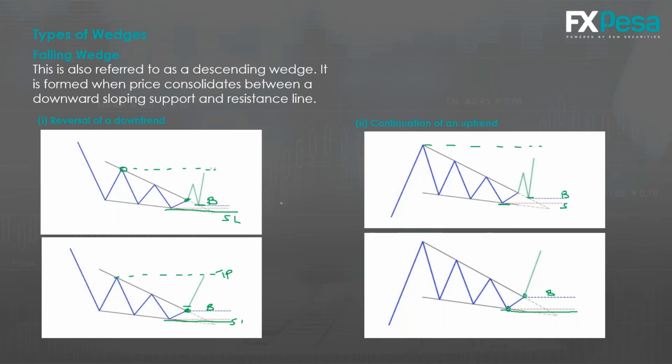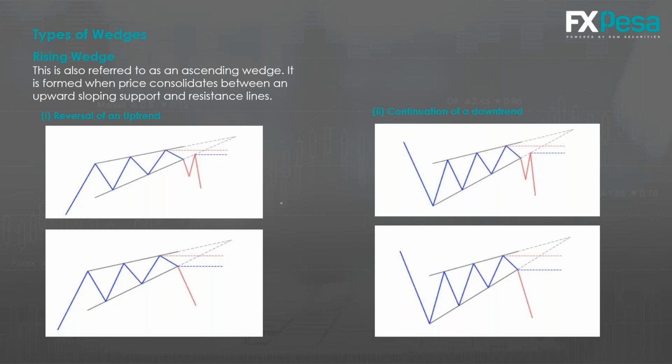Now, let's check out the rising wedge. A rising wedge is also called an ascending wedge. It is formed when the price consolidates between an upward sloping support and resistance lines. So in this case, you can still have a reversal of an uptrend or a continuation of a downtrend for the rising wedge setup.